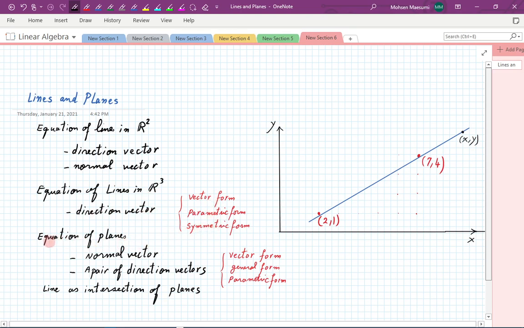Next, we are going to look at the equation of planes, of course in R3, and a couple of ways of arriving at it and several ways of writing it. At the end, we are going to talk about lines as intersection of planes.